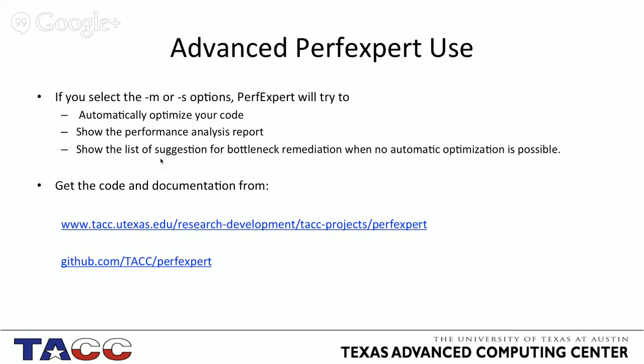Now, PerfExpert has a much more advanced way to use it, where it will do code-to-code translation. It will generate a series of suggestions for improvement of your code. It will implement them in the code. It will generate a new binary. It will run it. It will evaluate it. And it will do this multiple times. To do that, you have to invoke it with the -m or -s options. And you need to have the source code and a makefile available in the same directory where you invoke it, or tell it where to find them. If you do that, you should probably have a nice backup copy of your source code just in case.